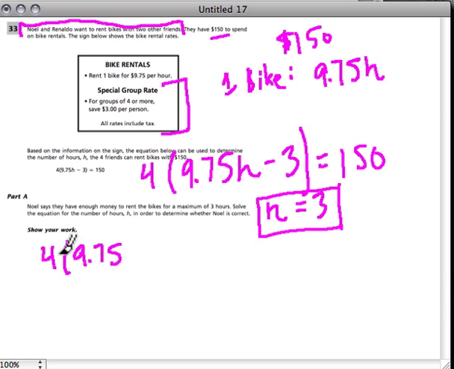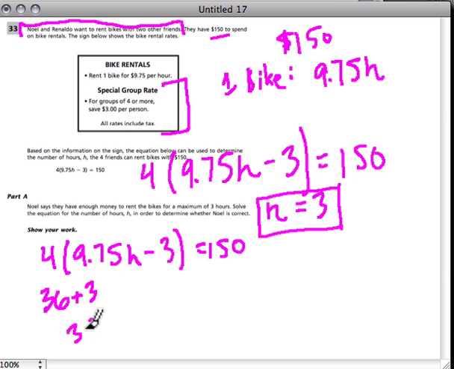We have 4 times (9.75h minus 3) equals 150. Well, one thing I guess we can do here is distribute the 4 times 9.75h. Well, 4 times 9 is 36, and 4 times 0.75, I think of 4 times 3/4. So we have 4 times 9 is 36, and then 4 times 3/4 is just 3. So that's really just 39h minus 12, and that equals 150.